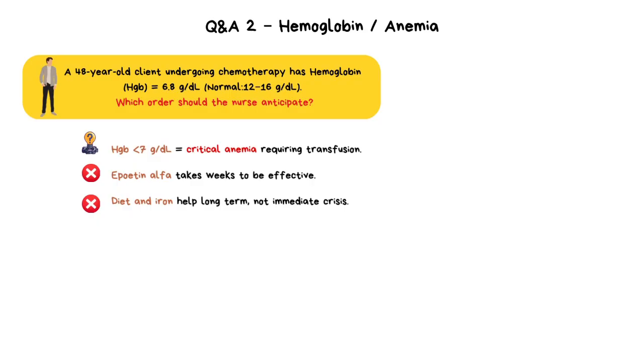Why not the others? Epoetin alpha stimulates red blood cell production but takes weeks to be effective. A high-protein diet and iron supplementation may help long-term, but they do not address an immediate crisis. NCLEX tip: always prioritize interventions that correct oxygen delivery quickly. In anemia this severe, transfusion is life-saving.